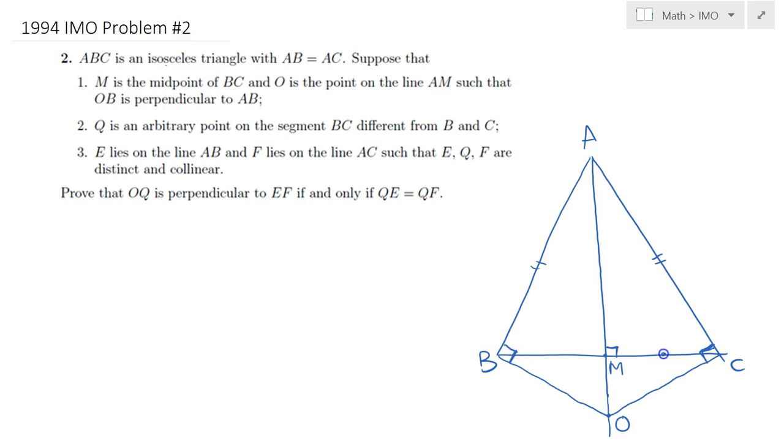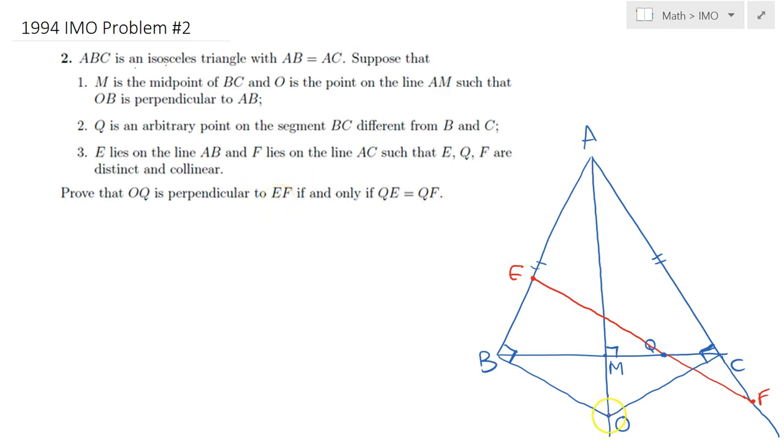Q is an arbitrary point on BC. So let's say Q is here. And E lies on AB and F lies on AC such that E, Q, F are collinear. So I just extend AC here and pick my points. Let's pick the red color. So we have point E here and point F on AC. And finally, these three points E, Q, F are collinear. Finally, prove that OQ is perpendicular to EF.